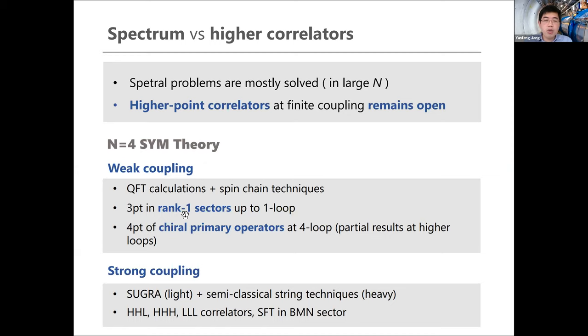And we also know quite a bit about four-point functions of chiral primary operators. I think the full result is known up to four loops, but then there are some partial results which are known at some much higher loop order. For example, the integrands are known, I think, to either 10 or 12 loops. But in any case, I want to mention this weak coupling part.